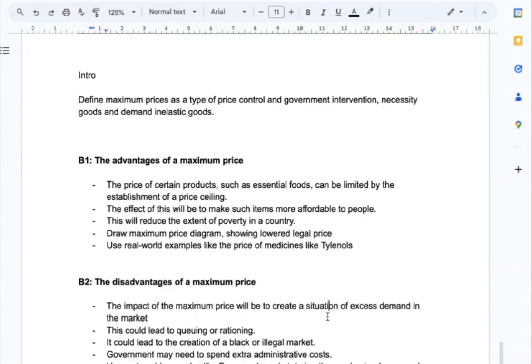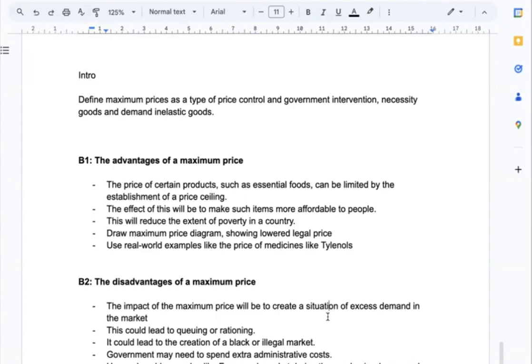Second, the discussion is going to be about the disadvantages of a maximum price. The impact of the maximum price will be to create a situation of excess demand inevitably. And this could lead to queuing or rationing in a market. Also, it could lead to the creation of a black market or illegal market that can make the government spend extra administrative costs to manage.